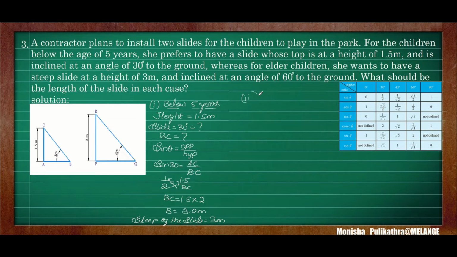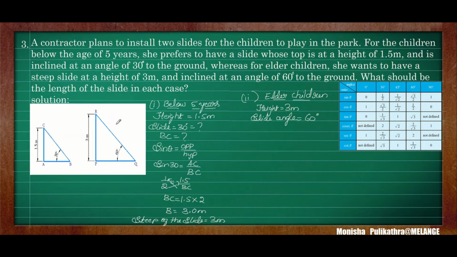Okay, there is one more case. Below 5 years of age, she prefers to have a slide whose top is at the height of 1.5 meter and is inclined at an angle of 30 degree. Whereas for the elder child, this is the second case, that is for elder children. For elder children, the height given is 3 meter. So the height here is 3 meter, whereas the slide angle is equal to 60 degree.